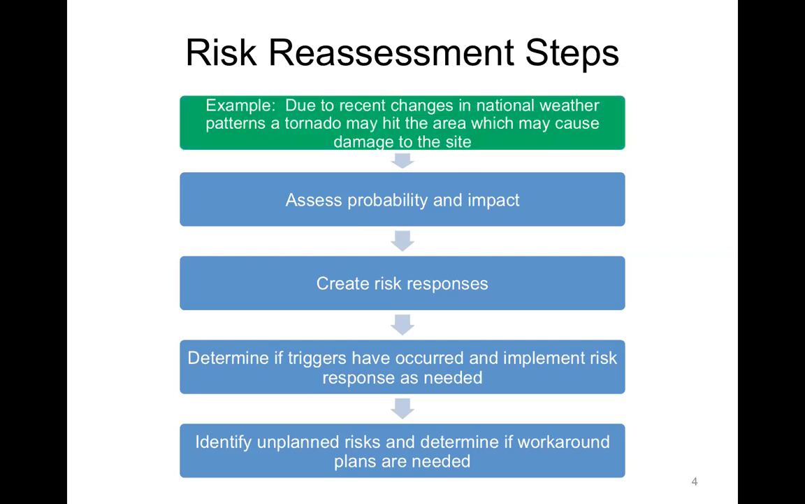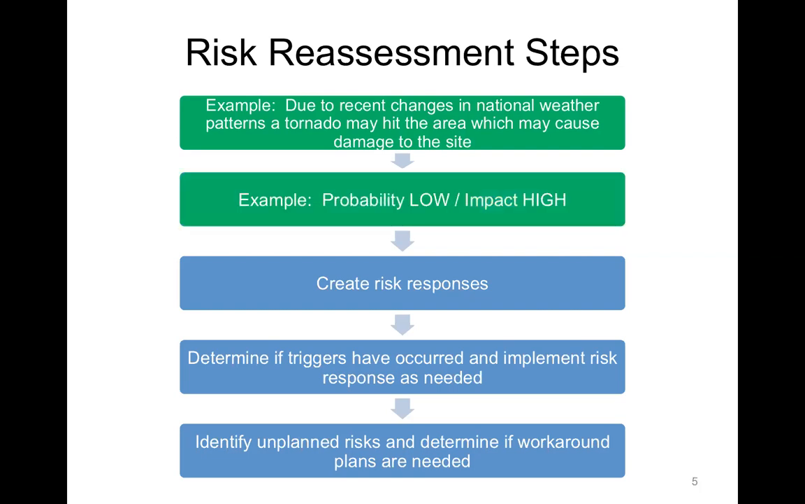Okay, so for example here, I'll give an example of a new risk. Due to recent changes in national weather patterns, like a tornado that may hit the area, which now may cause damage to the construction site of your project, as an example. That's a new risk that would be impossible to know during the planning phase. But now that the work is being done, there's this new threat to our project. So then we have to assess the probability and impact.